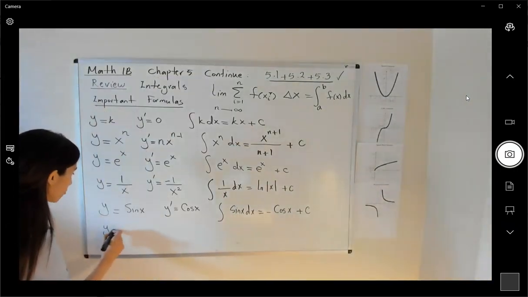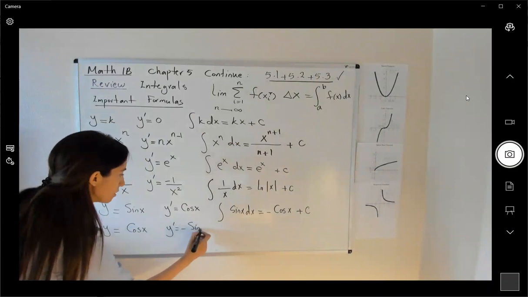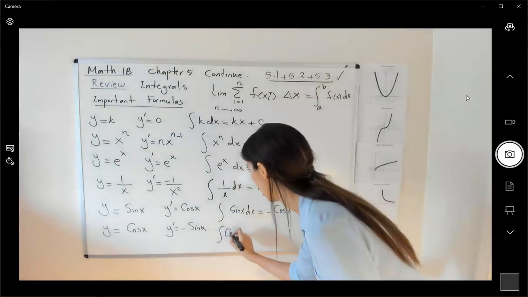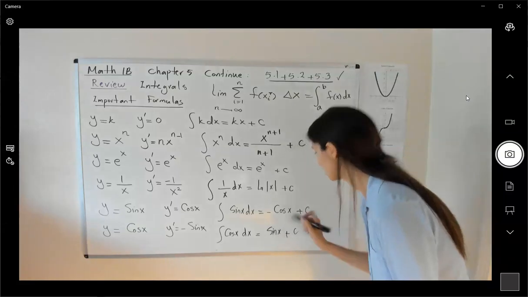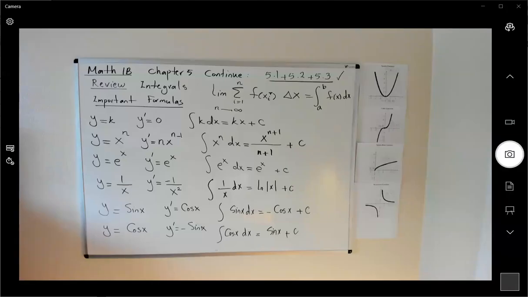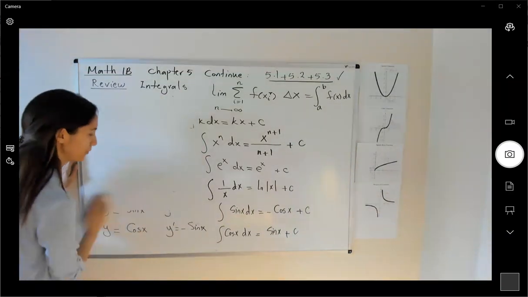We also learned that y equals cosine x has derivative negative sine x, and the integral, so the antiderivative, of cosine x dx is equal to sine x plus c. More formulas for you.